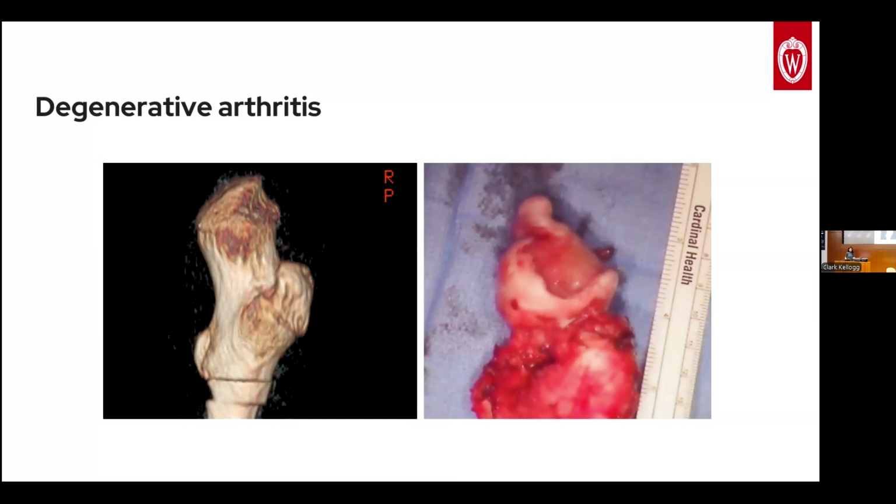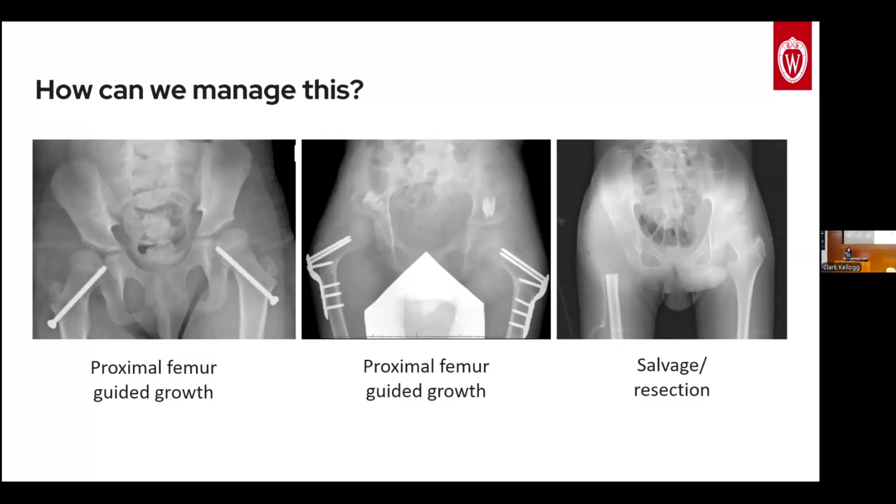So after we cut out that femoral head, the picture was taken on the right, showing how much cartilage has been worn away and how the bone is completely misshapen and destroyed. This is what we're trying to prevent when we put a hip back in place. We're trying to prevent this arthritis. So how can we manage this?